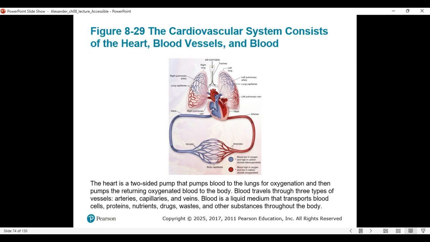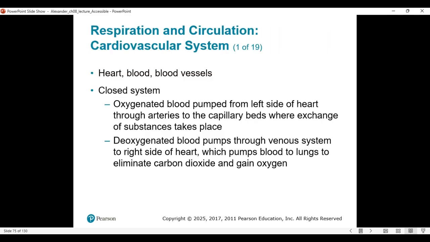We start talking about the cardiovascular system, which consists of the heart, blood, and the vessels. It's a closed, pressurized system. The oxygenated blood is pumped from the left side of the heart through arteries to the capillary beds where the exchange happens. The deoxygenated blood travels back to the heart through the venous system to the right side, which then pumps it back to the lungs to get reoxygenated.